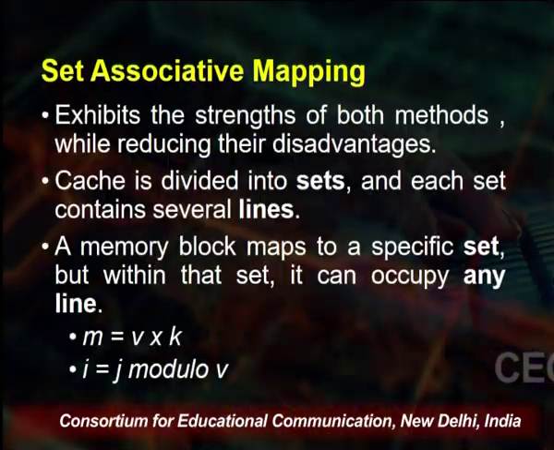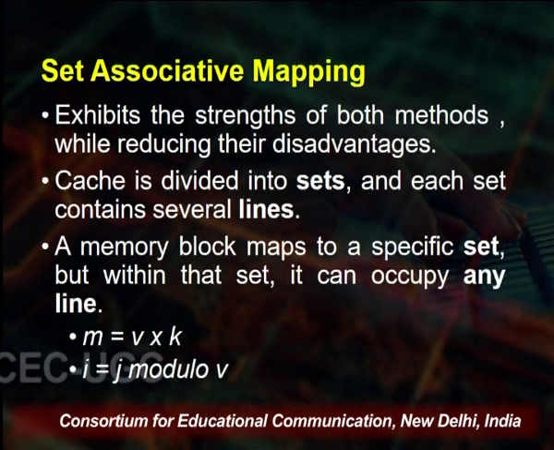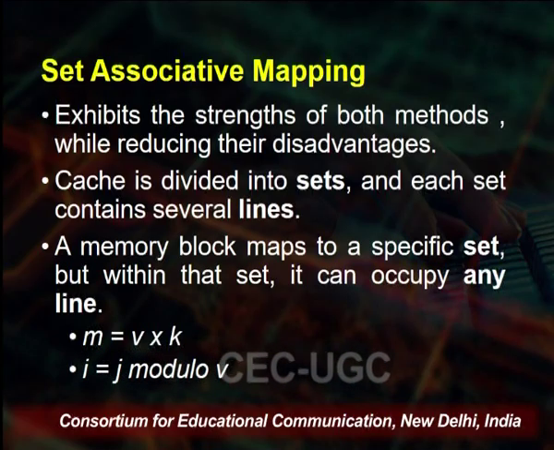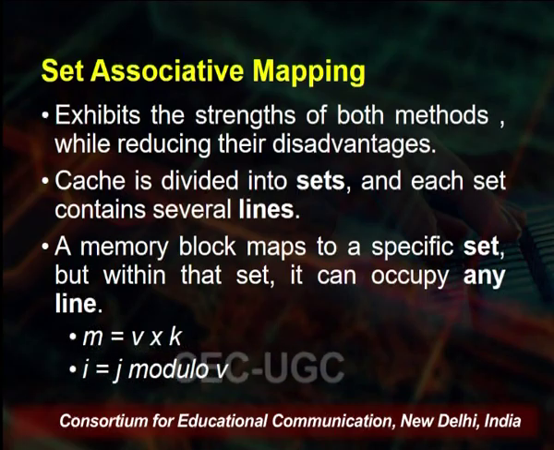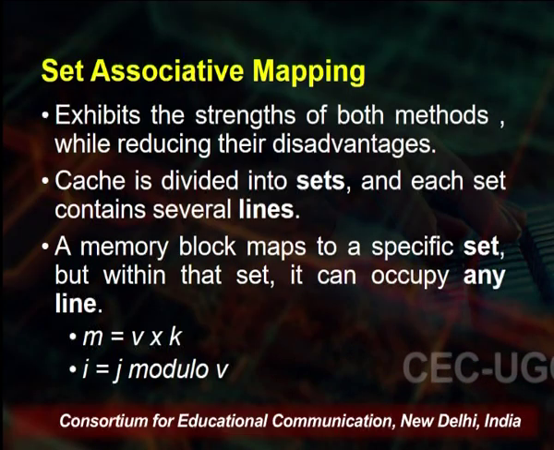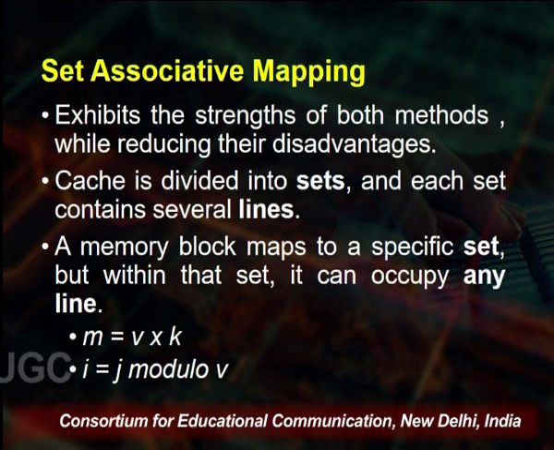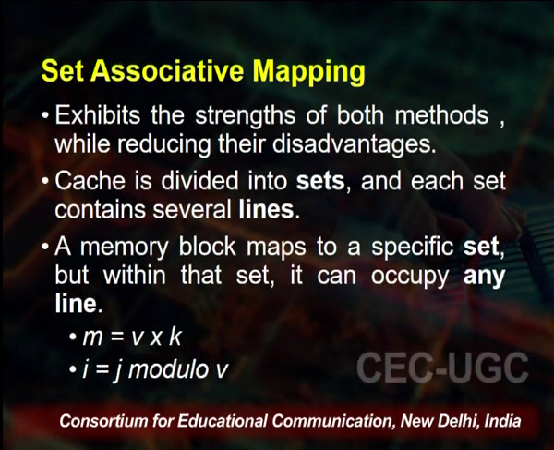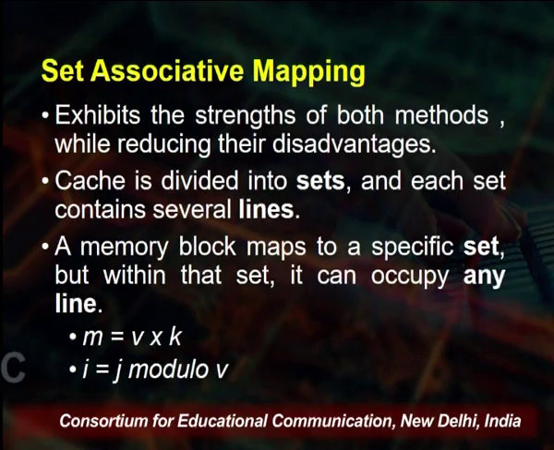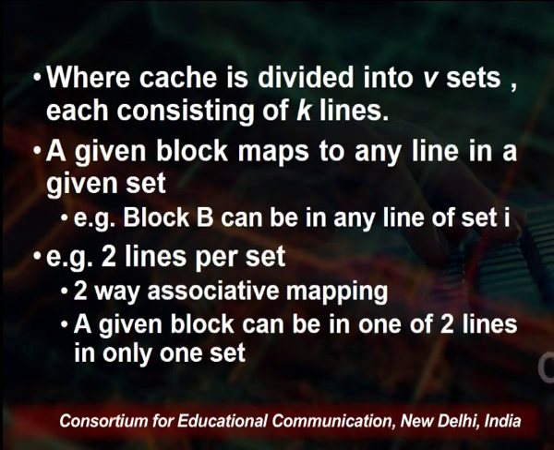Lastly, coming to the third method of mapping, which is between direct and associative, it tries to take the advantages of both methods and reduce the disadvantages of both. So the cache is divided into sets, and each set contains several lines. Here a memory block maps to a specific set, but within that set it can occupy any line. We are going to use the same formula of i equals j mod v from the direct method, and we are also using one more formula, which is m equals v multiplied by k. These two will help us identify which line goes to which block.